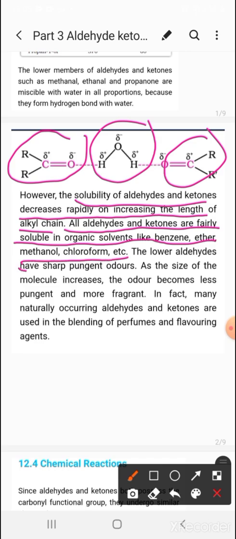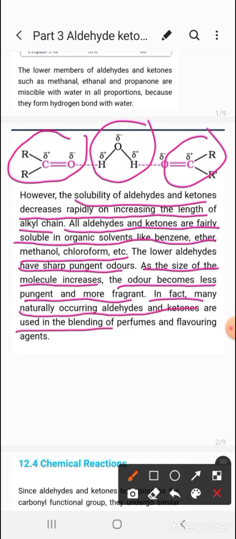And the lower aldehydes have sharp pungent odors, and as the size of the molecule increases, the odor becomes less pungent and more fragrant. In fact, many naturally occurring aldehydes and ketones are used in the blending of perfumes and the flavoring agents. So जितने भी lower aldehydes हैं उनकी गंदी और pungent smell है, तेज smell है उनकी, बट जैसे ही molecular size increase करता है और कम pungent और more fragrant होती जाती है. एंड जितने भी हमारे natural occurring flavoring agents हैं या फिर से परफ्यूम में जो यूज़ होते हैं वो सारे आपके मोस्टली नेचुरल occurring aldehydes और ketones ही हैं.